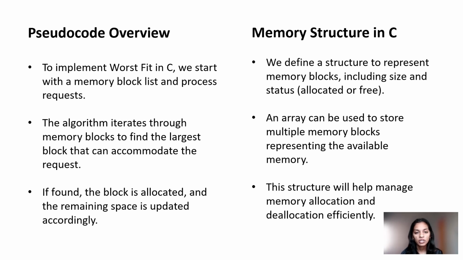Memory structure in C. We define a structure to represent memory blocks, including size and status. An array can be used to store multiple memory blocks representing the available memory. These structures will help manage memory allocation and deallocation efficiently.